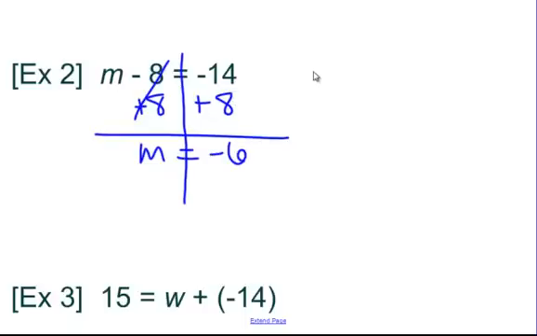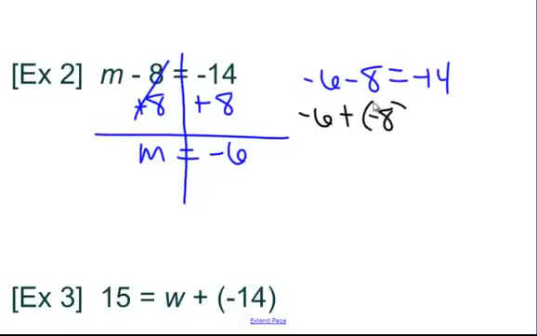Now, let's check ourselves. Negative 6 minus 8 equals negative 14. I'll do Dora method. Keep, change, opposite. Negative 6 plus negative 8 is negative 14 equals negative 14. We're good.